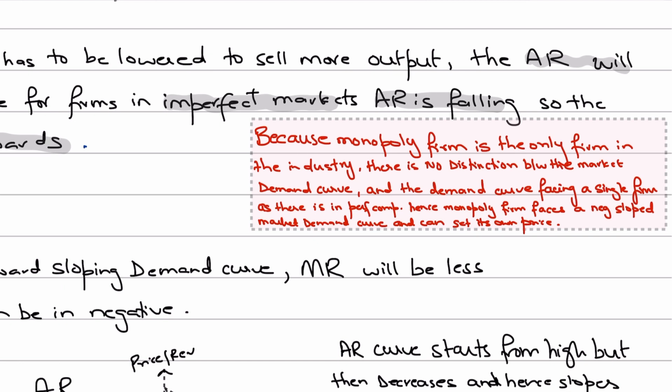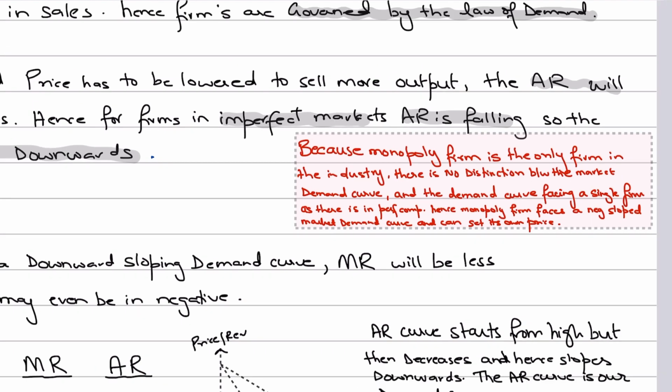right? Because a monopoly is the only firm in the market, right? So when we're talking about a monopoly firm, we're saying that it faces a downward sloping market demand curve, and obviously it can set its own price. But in perfect competition, that price was set by the market demand curve, and the market demand curve was different in shape as compared to the individual firm's demand curve, right?